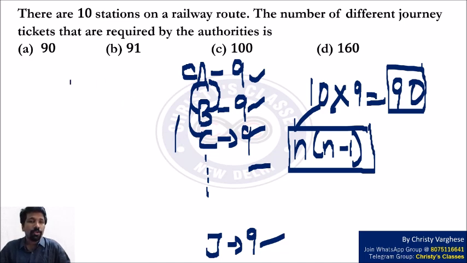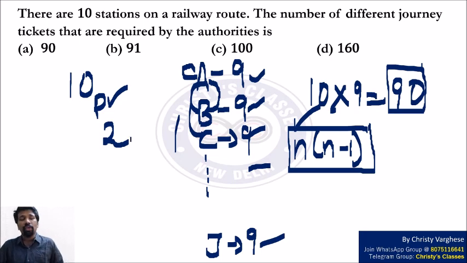Permutation, if you use it also, you will get the same answer. 10 stations are there, and we are considering 2 stations at a time, and ordering matters. That is why P. If ordering does not matter, C. So here ordering matters, so 10P2.